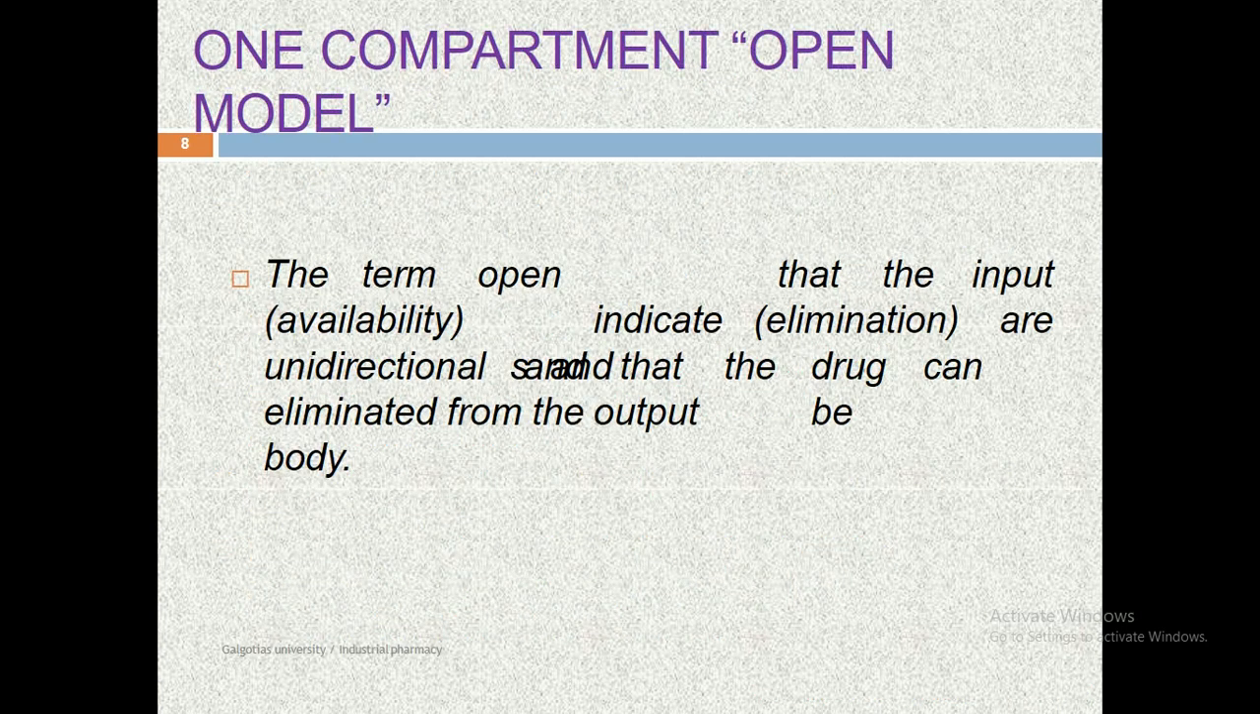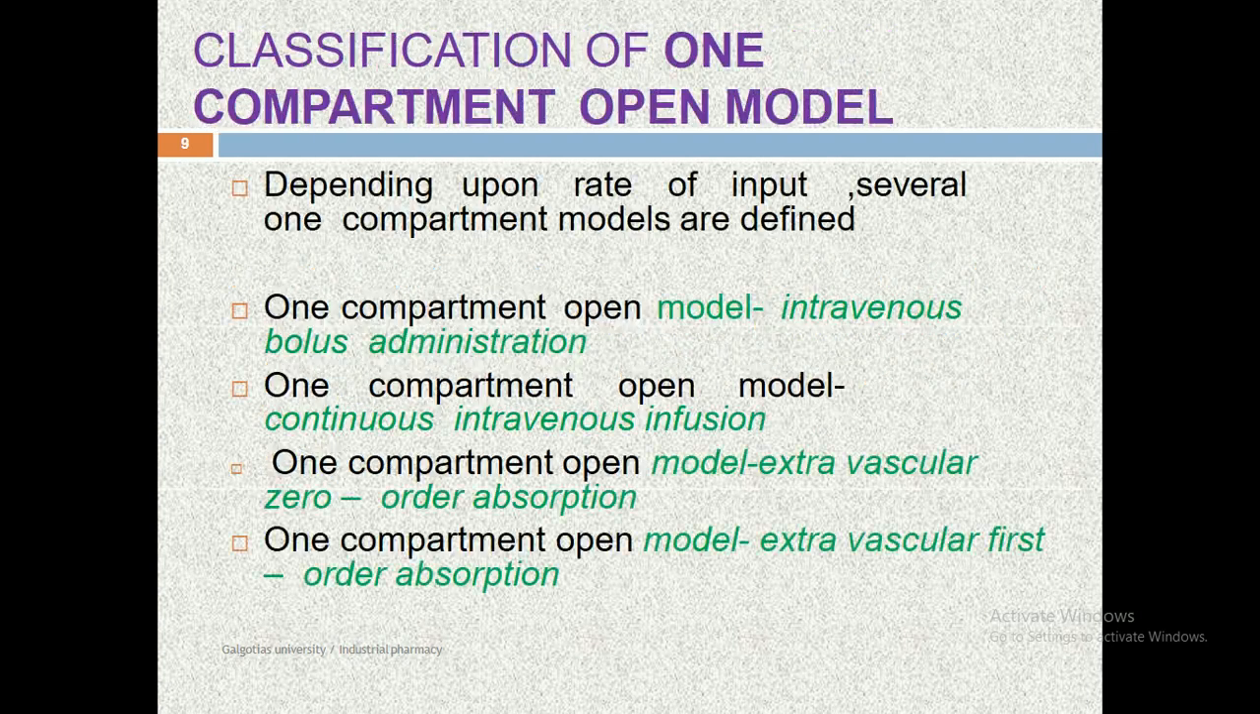Okay, let's see the one compartment open model. The term open means that the input, availability and elimination are unidirectional, which is to say that the drug can be eliminated from the body.